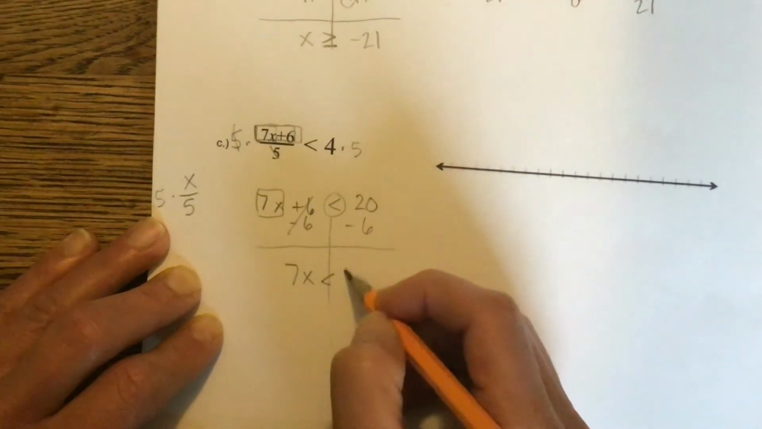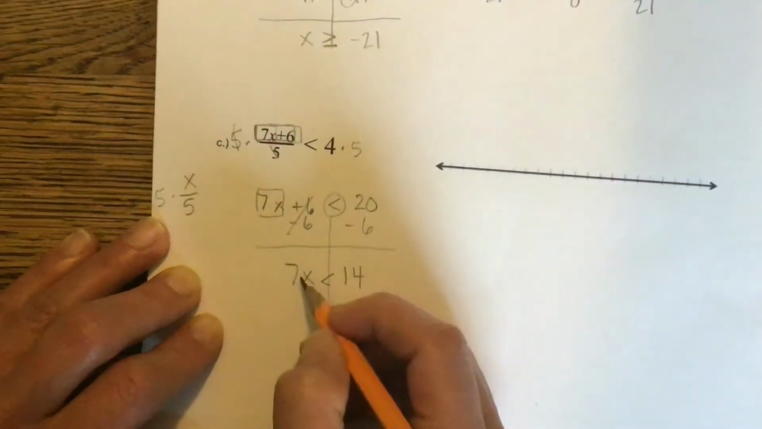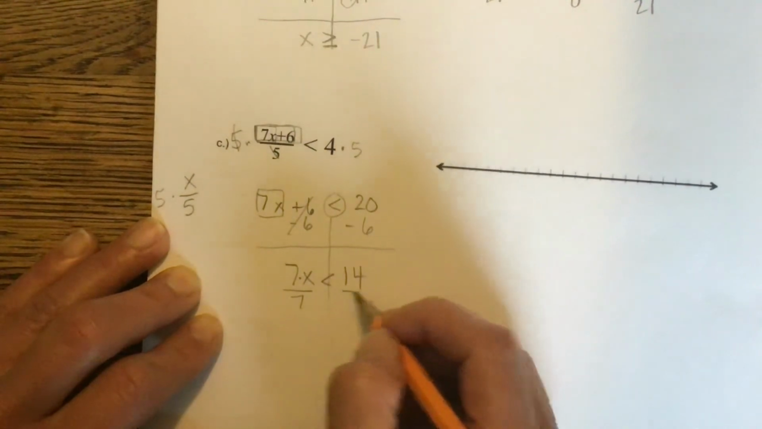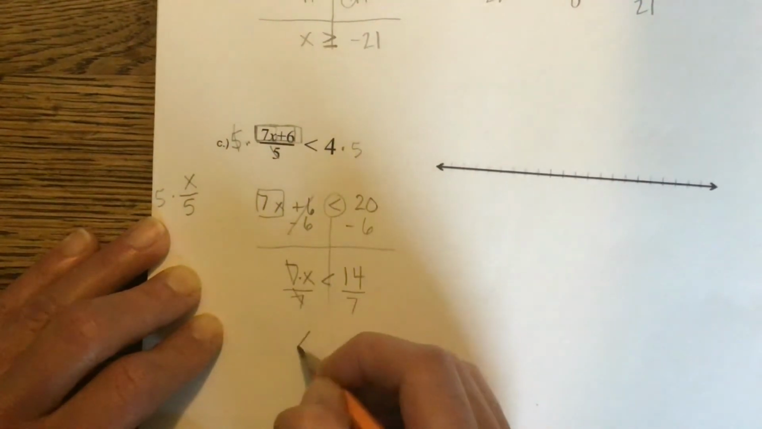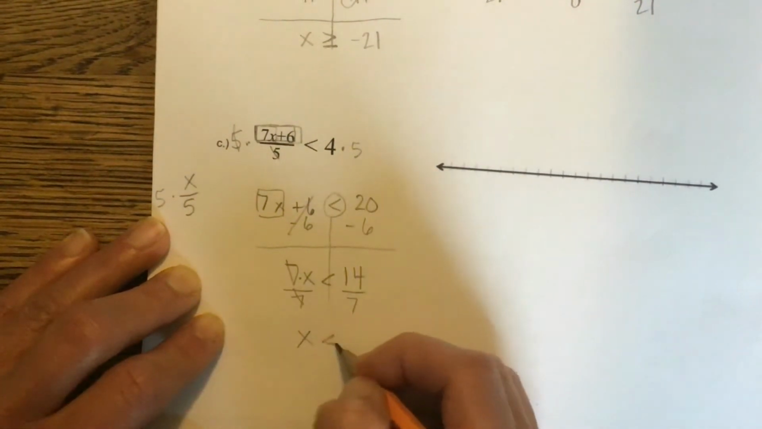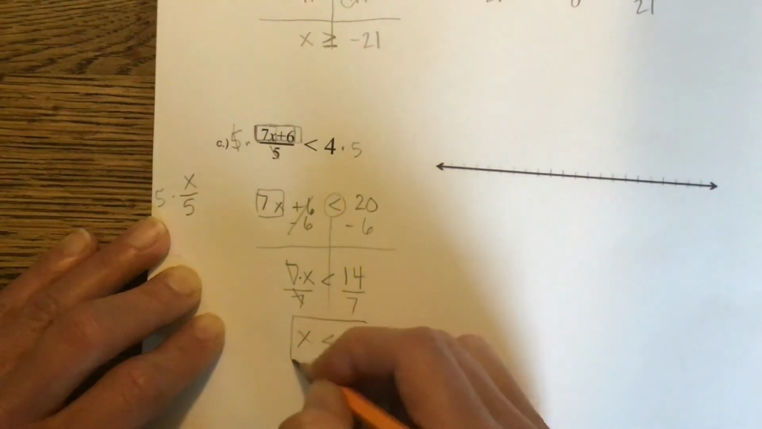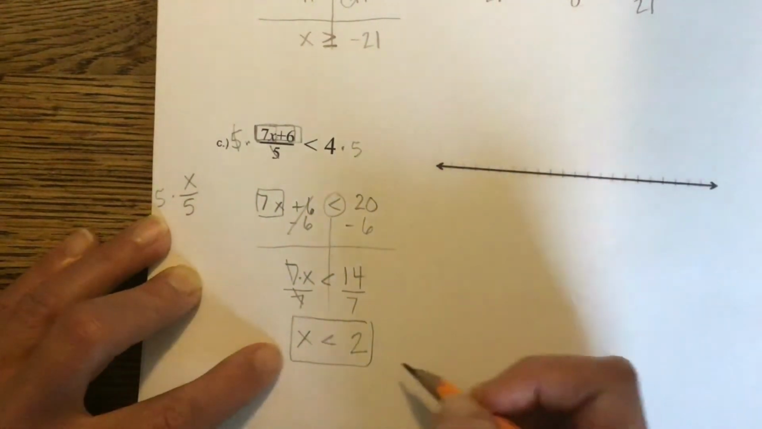7x is less than 14. And these are multiplying, so I want to divide. Cancel, cancel. I did not multiply or divide by a negative, so I do not have to flip that inequality.